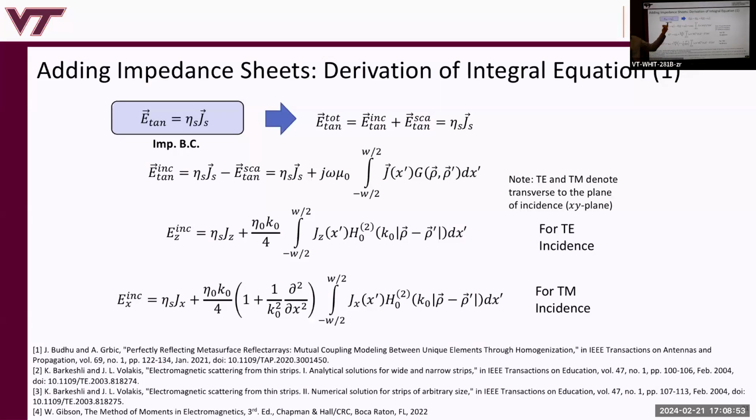But here we want to do the design problem. We want to solve for what sheet impedance we need to transform an incident field to a known, desired scattered field. So we know the incident field. Now we want to stipulate what scattered field we want from this impedance sheet, and we want to solve the integral equation to find the current. Once we have the current and the stipulated total electric field, because we know the incident and we stipulate the desired scattered field that the metasurface is supposed to give us, then we can back out the sheet impedance by dividing both sides of this equation by J.